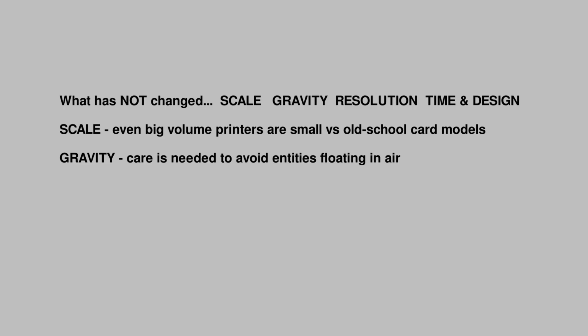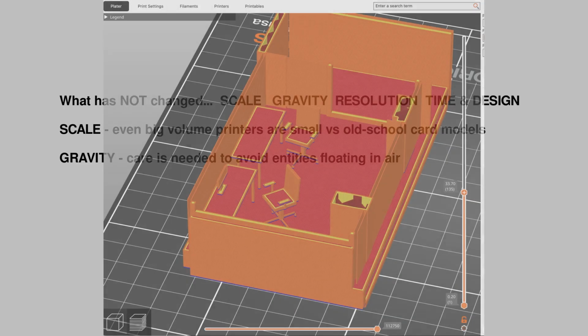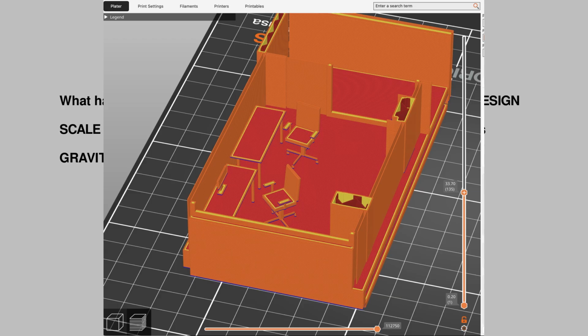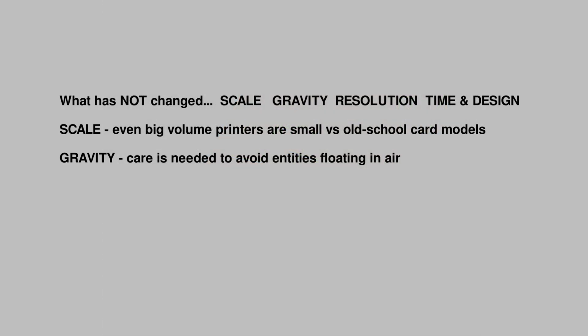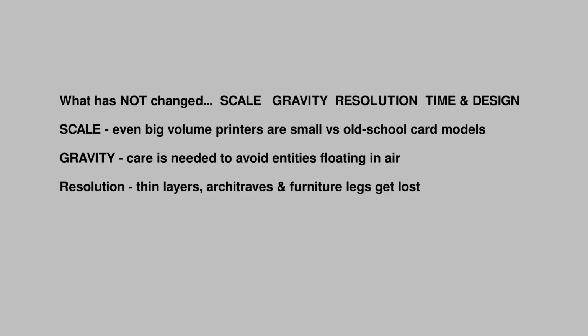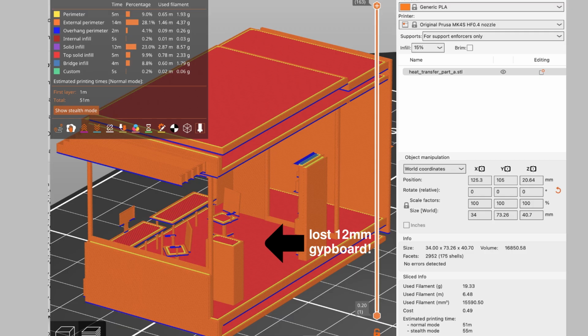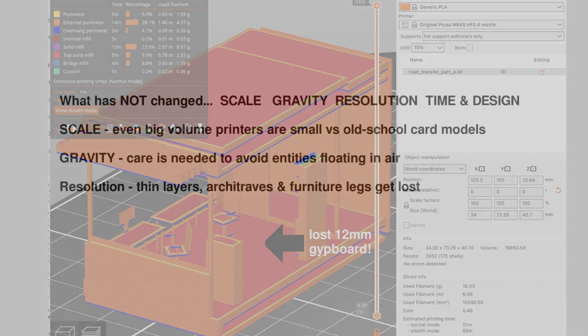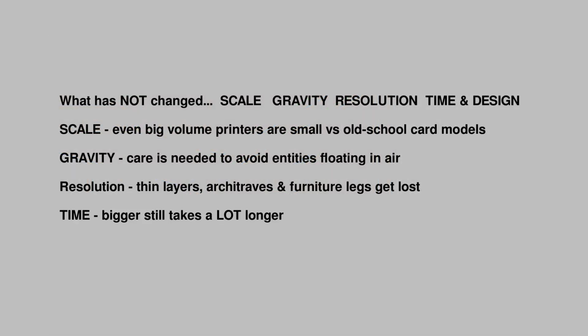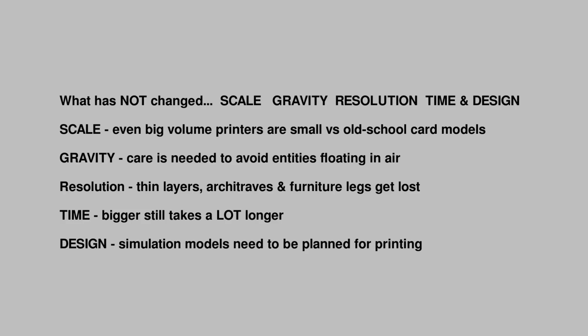Gravity. It's still problematic if we have models that suggest that parts of the building need to float in midair. And there's the resolution of what we can print. Do we actually lose thin layers like chipboard or furniture legs at the scale we're trying to print? Time, as we can see, increases significantly as we adjust the size of our models. And also what hasn't changed much is the imperative to consider when we're designing our simulation models that they might be printed.